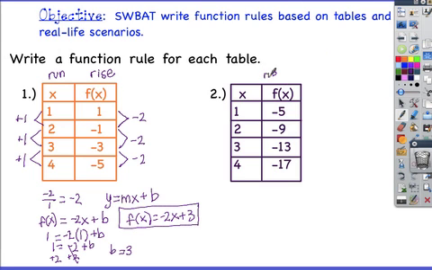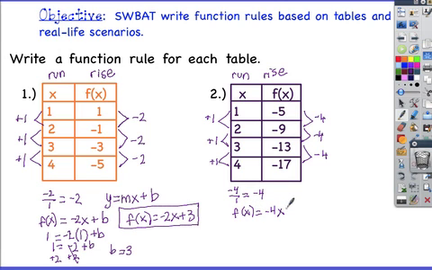So number 2, we have our rise, which is the f of x, and then the run, which would be the x. And we can see here that we are subtracting 4 each time. And over here, we're adding 1 each time. So we have negative 4 over 1, or a slope of negative 4. So we know that f of x equals negative 4x plus b. We can pick any of the points, so we'll pick, let's say, the first one again, and substitute f of x, which is negative 5 in this case, negative 4 times the x, which would be 1, plus our unknown b. Negative 5 equals negative 4 plus b, add 4 to both sides, and we get that b equals negative 1. So we found our rule.